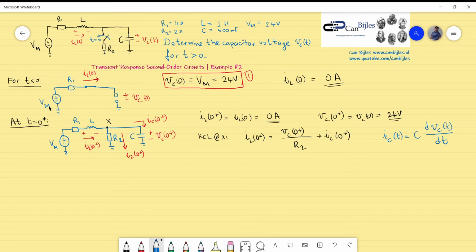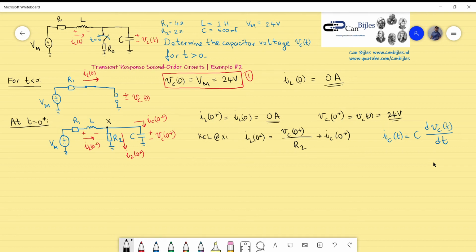So if I now use this formula in blue and substitute it here, and I will use also the value for the IL at 0 plus and the VC at 0 plus and also the given value for R2, I can come up with the expression for the derivative of the capacitor and evaluate it at 0, because that is actually also the required condition.